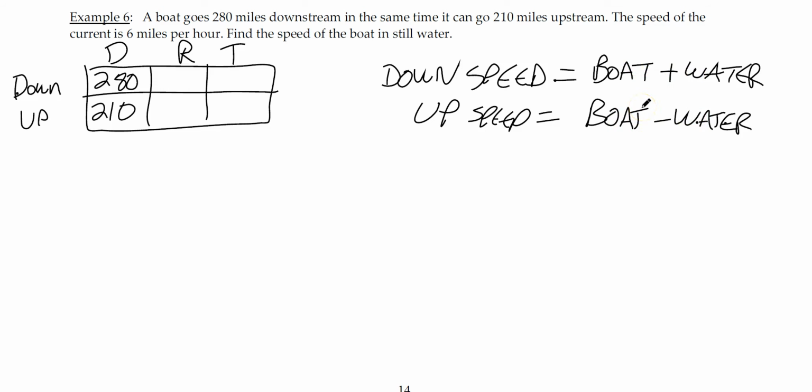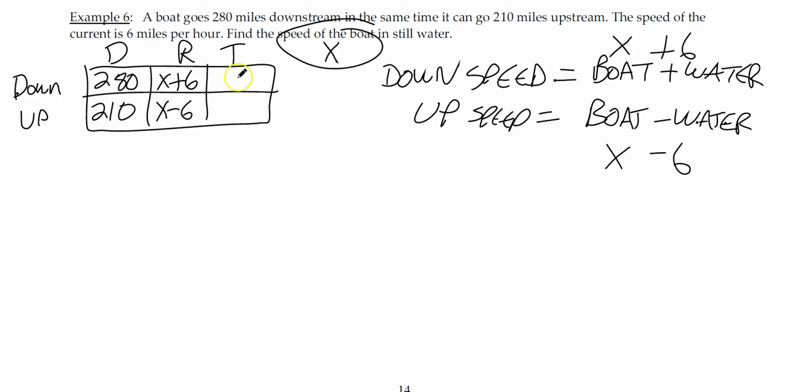Okay, now find the speed of the boat. I'm going to call that x. So the down speed is x plus the water at 6 miles an hour. And the up speed is x minus 6. So we can now type those in, x plus 6 and x minus 6.